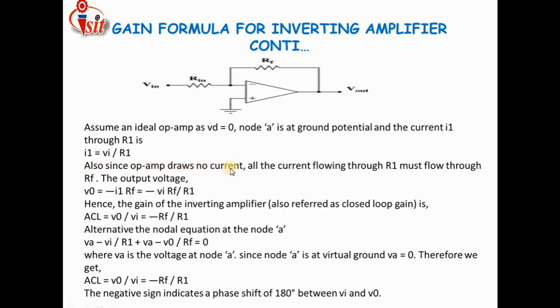Also, since an op amp draws no current, all the current flowing through R1 must flow through RF. That means whatever current is flowing through R1 is the same current flowing through RF. So what current is available across RF? V0 is equal to minus I1 RF, which is equal to minus Vi RF divided by R1. Hence the gain of the inverting amplifier, also referred to as the closed loop gain, is ACL, that means the closed loop gain is equal to V0 divided by Vi.